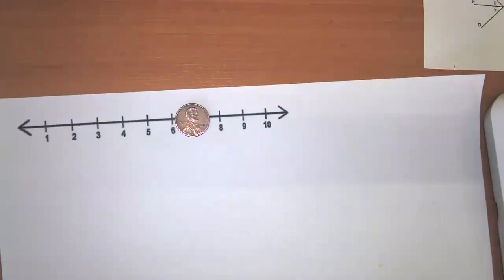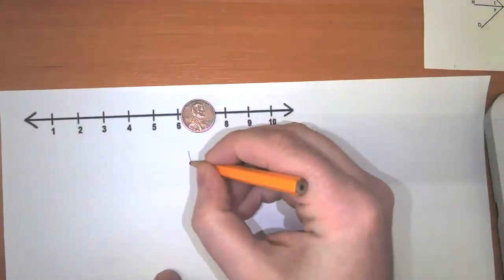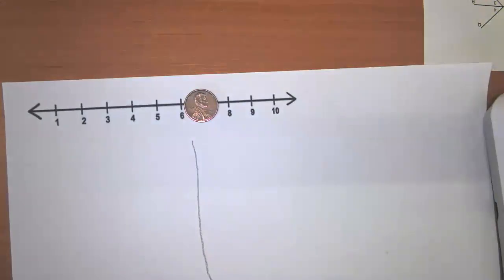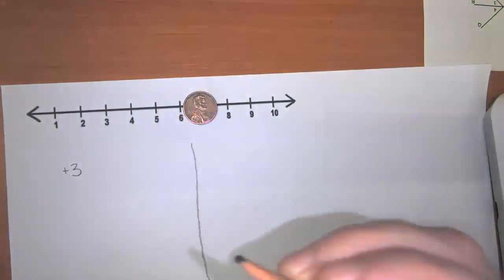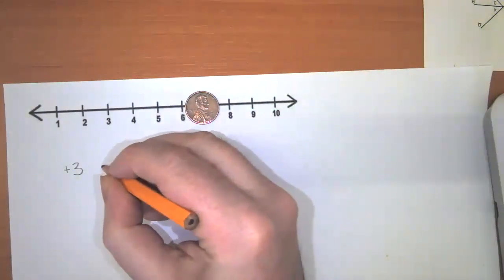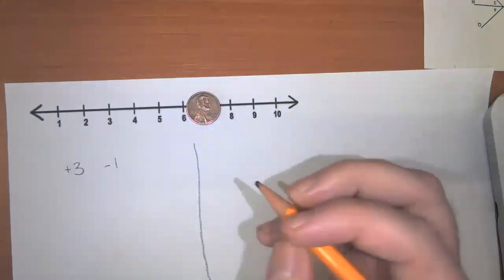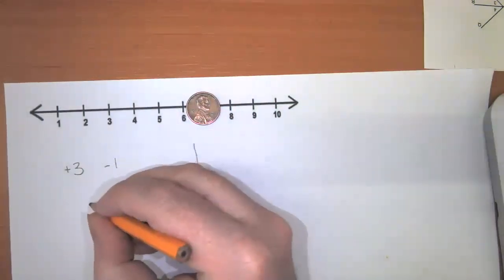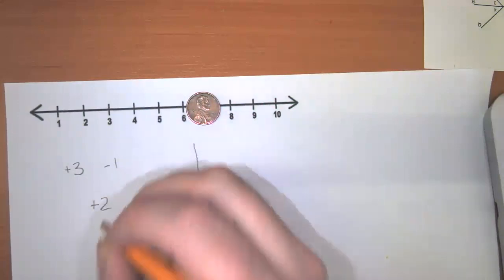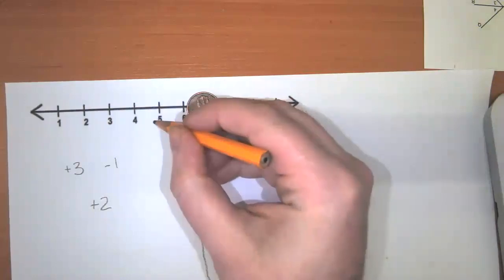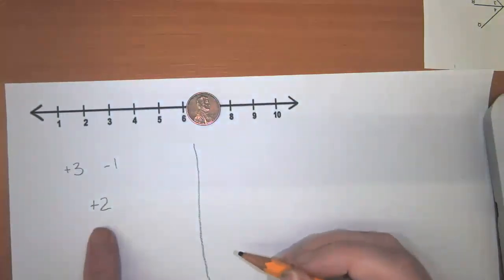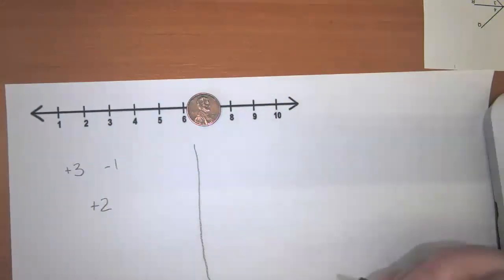Or, how many spaces did that penny move along the number line? All right. Now you may have one of 2 different answers to that. You could say, well, he moved 3 spaces to the right, and then he moved 1 space to the left. And so adding +3 and -1 means that he went a total of 2 spaces to the right. So he started off at 5, he ended up at 7. That is a total of moving 2 spaces to the right.